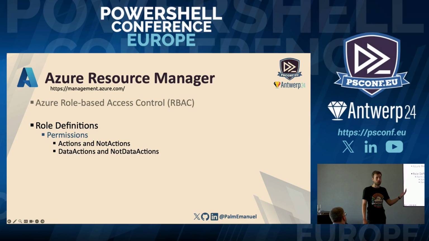There's no way to block or deny permissions with this. It's only an exclusion from this role. So if you stack another network role on top, you're going to get the network too. Same thing with the data actions and not data actions.